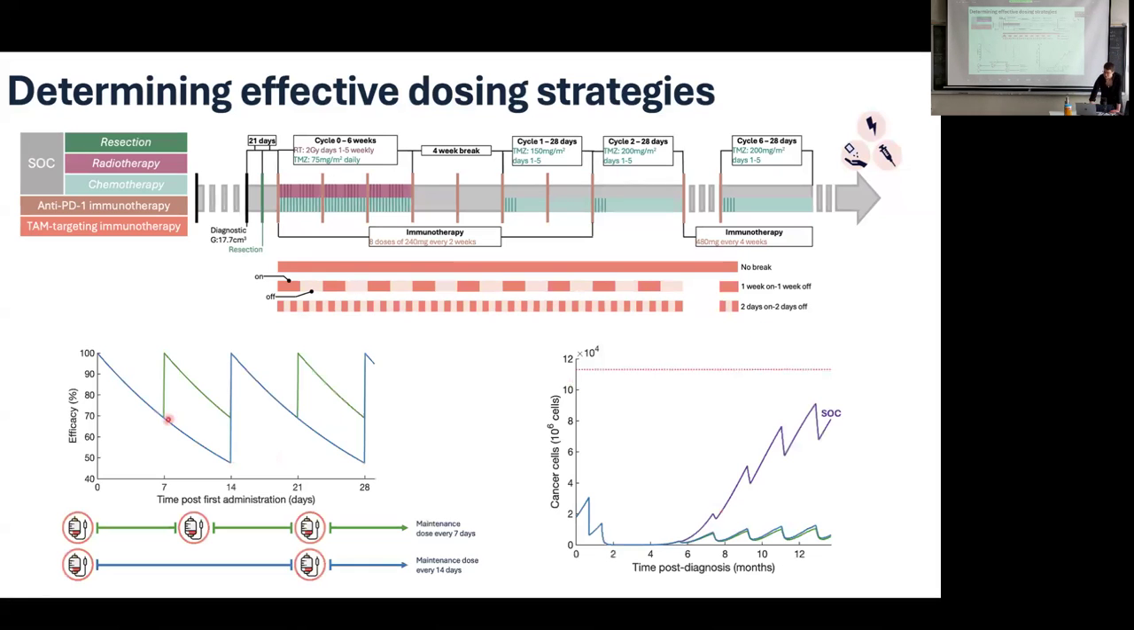So now we introduce just very simple pharmacokinetics where there's an exponential decay of the efficacy of the drug over time, depending on the schedule that we give. And whether you give it every week or 2 days on, 2 days off, doesn't seem to have a huge difference, but you do have a large difference between the outcomes in standard of care and inducing the TAM.